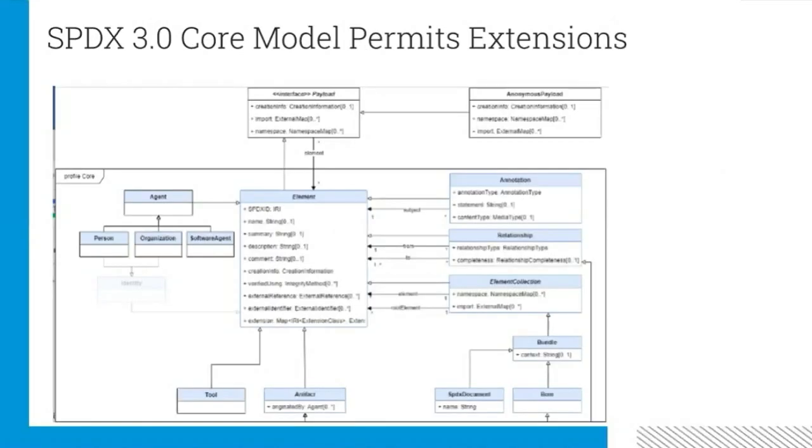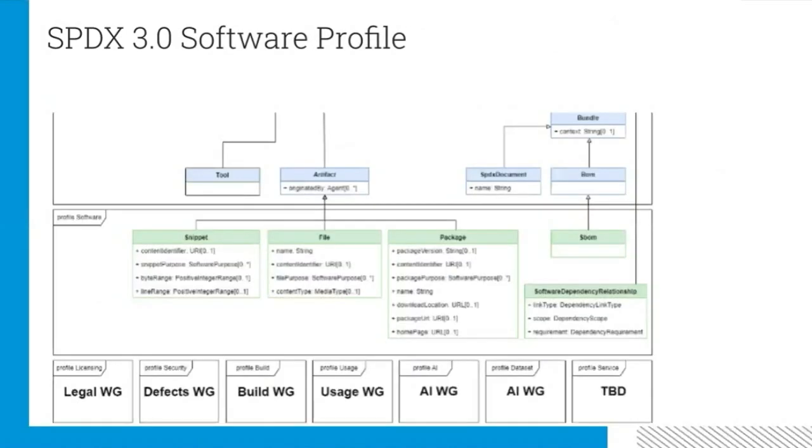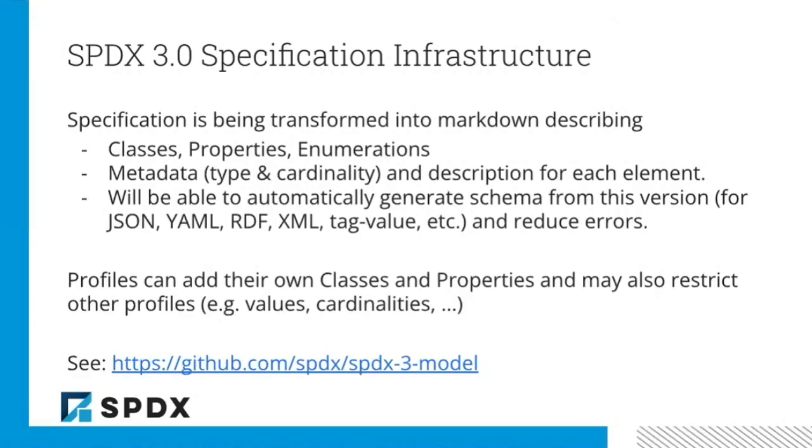We've also adjusted SPDX so you can do extensions. If you've got proprietary information that you want to capture, there's a way you can extend it for your own internal use within a format. We added that in, and then the software profile has things like the snippet, file and package that we've always had. We also had an SBOM concept that creates an SBOM as a way of summarizing things. And we also have dependency relationships, which I was talking about a little earlier. So the infrastructure is in Markdown. It's all up on GitHub.